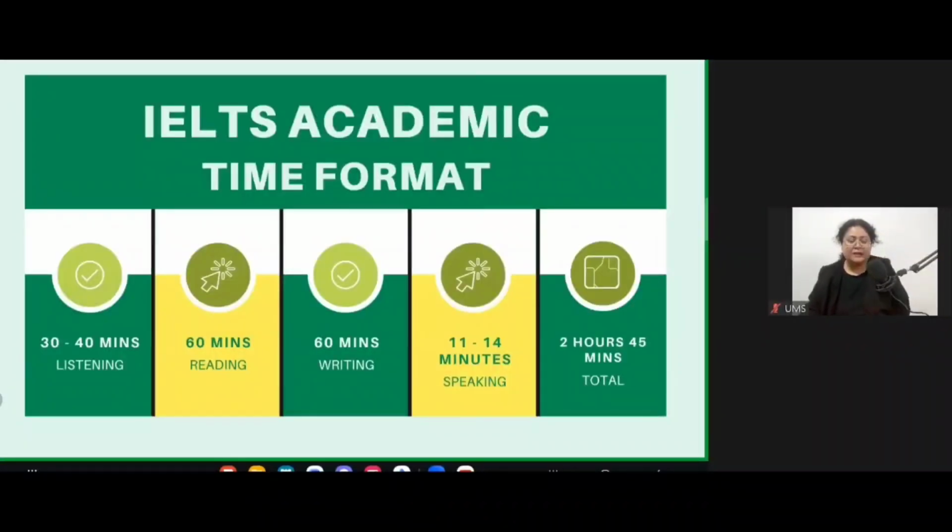Now we'll talk a bit about the structure of the test. As you know, the very basics: you have 4 sections, broadly speaking. You have the listening, the very first section, then the reading section, then the writing, and then the speaking section. The first 3 sections are part of the main test that we usually book.